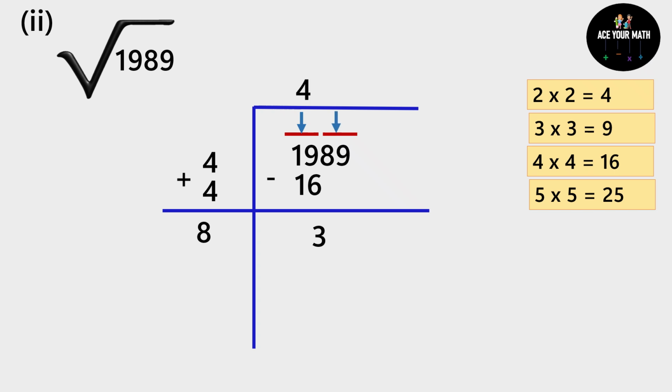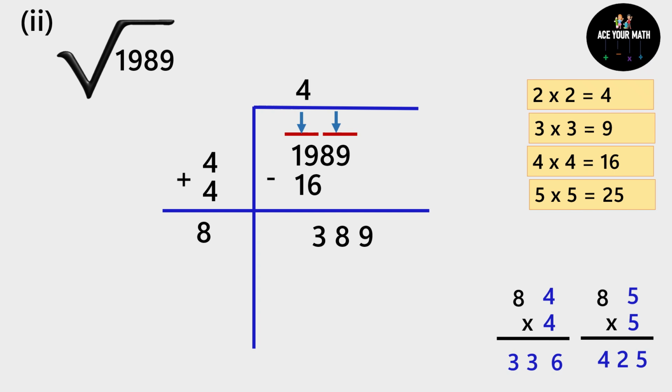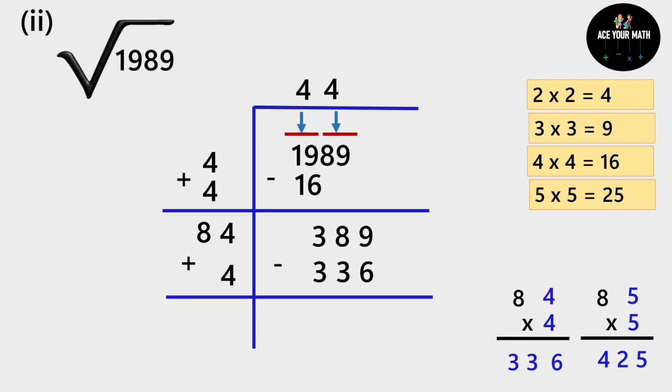Now consider the second group, 89. Bring down 89. The new number formed is 389. Now you try different combinations with 8. So let's say we tried 4. So you get 336. See, 336 is less than 389. It means you can try one number higher. See, when you tried 5, you get 425. It means you will consider 4 only. So you will write 4 at the top, and 84 fours will give you 336. So the same 4 you will add on the left hand side. On subtraction you get 53 as the answer. So since you get remainder 53, this indicates that the given number is not a perfect square.